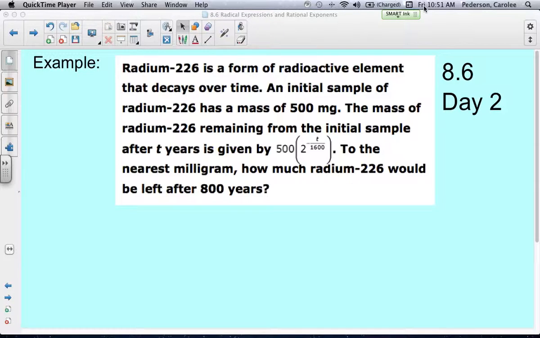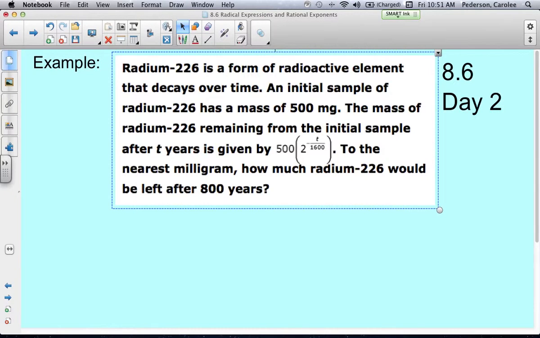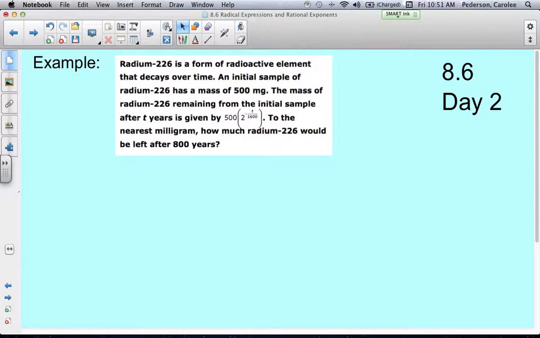This is 8.6, day 2. There's just a couple word problems that I'd like to do with you. If you want to just go ahead and follow along on this first one, it's a pretty long word problem. I'm just going to pick out the important pieces and then we'll solve it.